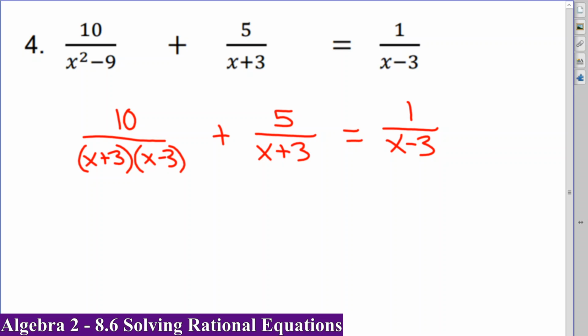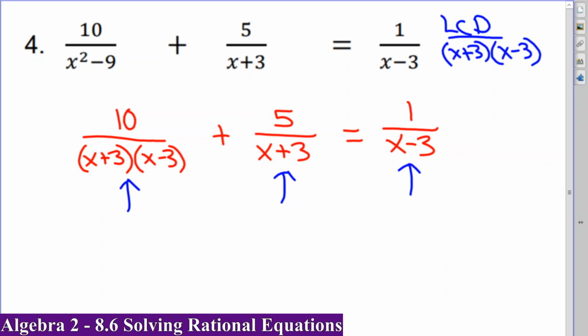And now our least common denominator. Notice how x plus 3 is in the second term, and x minus 3 is in the third term, but the first term has both of them. So we're going to have to multiply everything by x plus 3 times x minus 3. So let's multiply x plus 3 times x minus 3, x plus 3 times x minus 3, and the same thing to the last one.